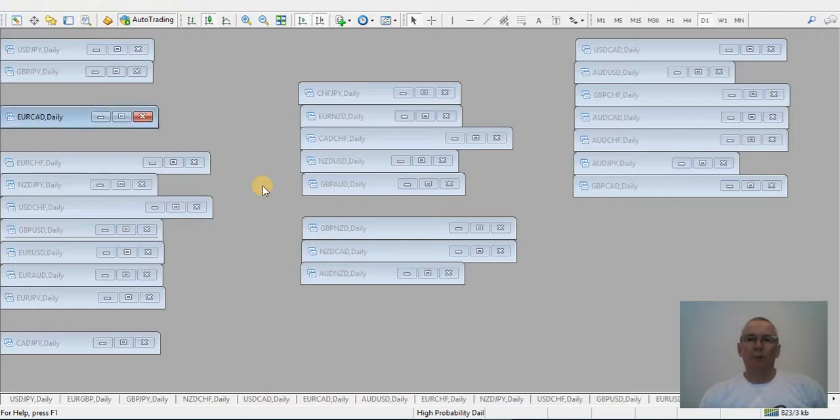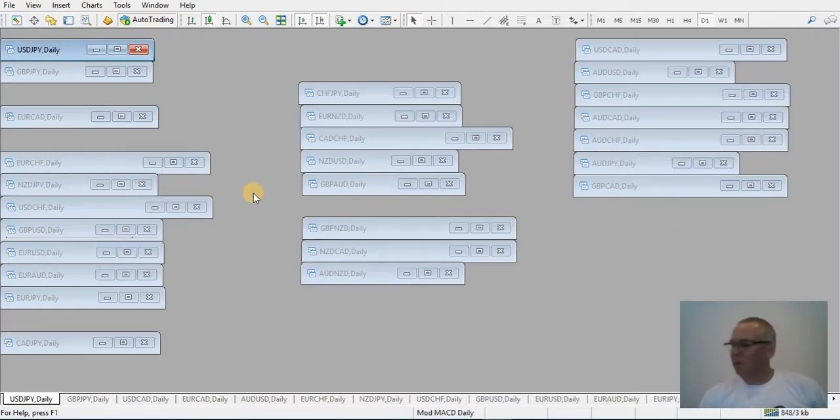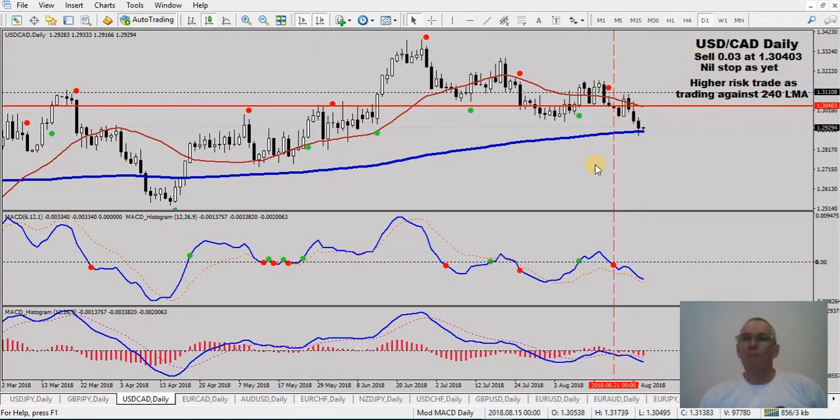Alright, just wait for these to load up. That looks like it's good to go. A little bit of action on the mod MACD charts this morning. We'll start with the USD CAD.